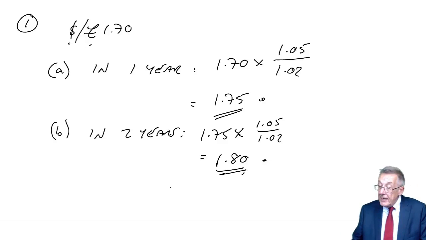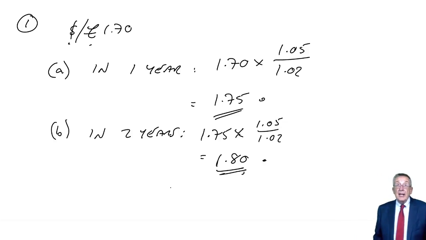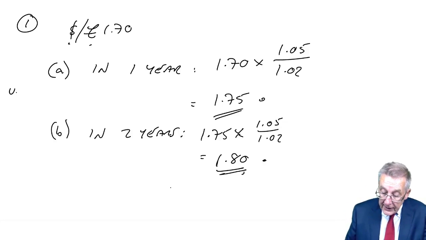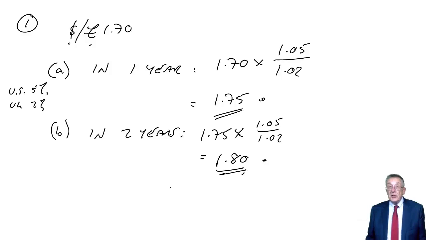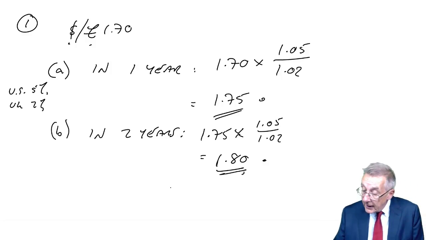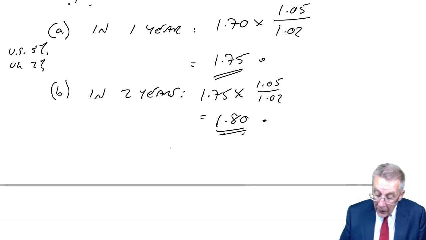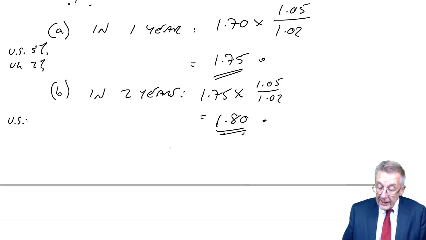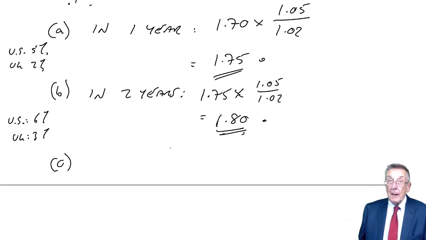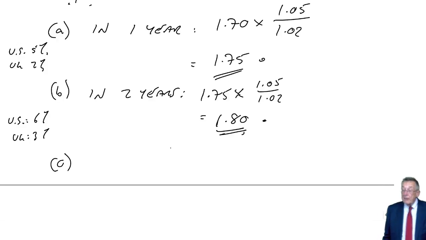And of course there's no reason why the inflation rate should stay constant. Here, the inflation rates in the US were 5%, in the UK 2% for each of those first 2 years. But the question could tell you that in the 3rd year, maybe the inflation rate in the US went to 6%, in the UK went to 3%. You know, it can change each year.